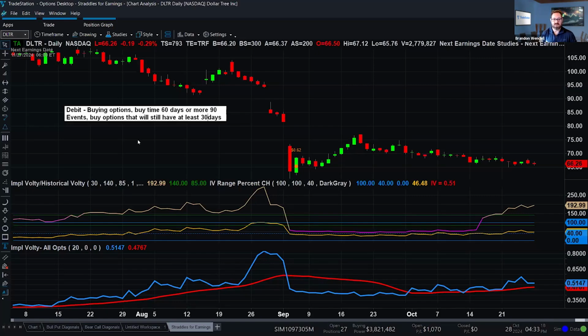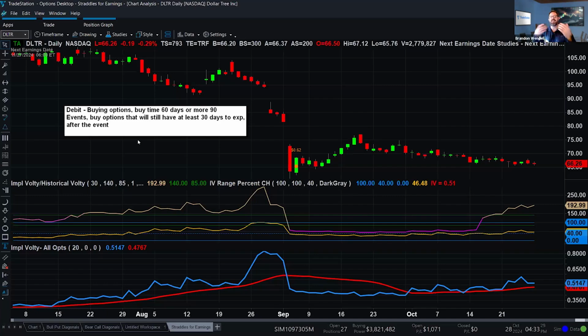Oops, forgot the space there. 30 days to expiration after the event. Okay, so I want to make sure that I still have 30 days left after the event, so I'm not losing a lot of time value.